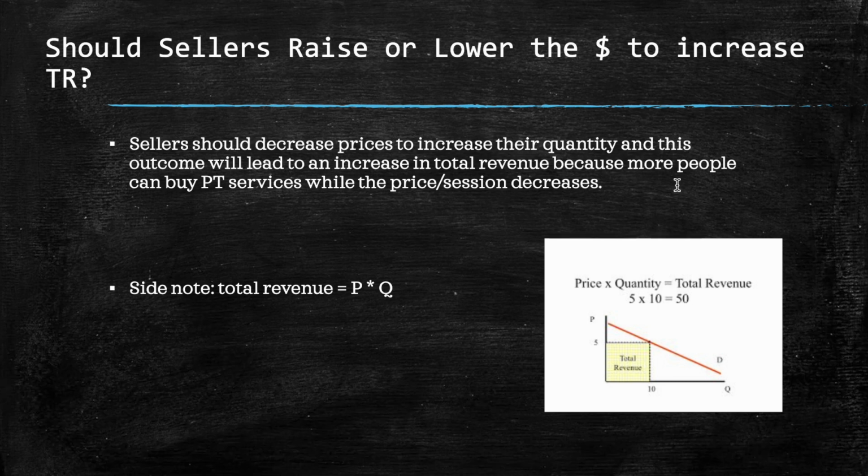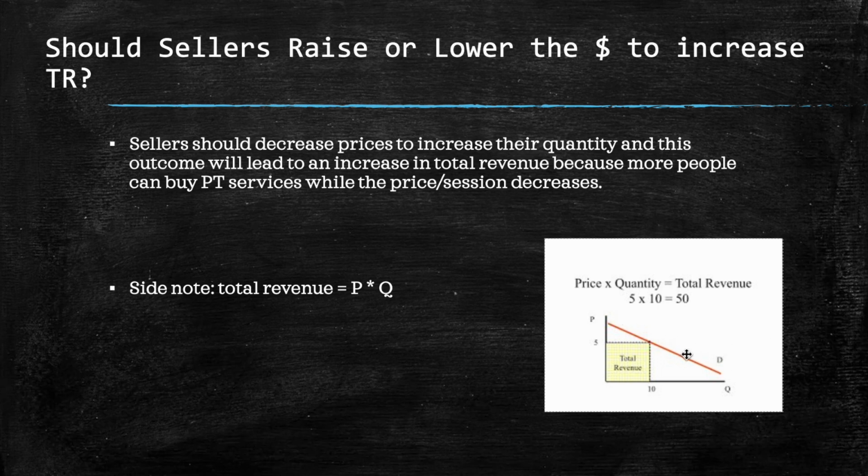Now, side note here, total revenue equals price times quantity. That is the formula that you have to use to calculate total revenue. And this example over here doesn't really have to do with this explanation, but it's just an example showing you how to find total revenue, which I think is interesting.